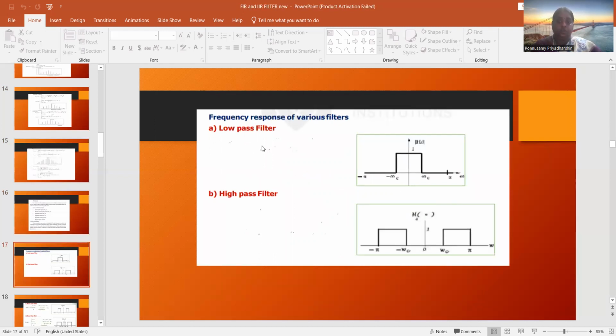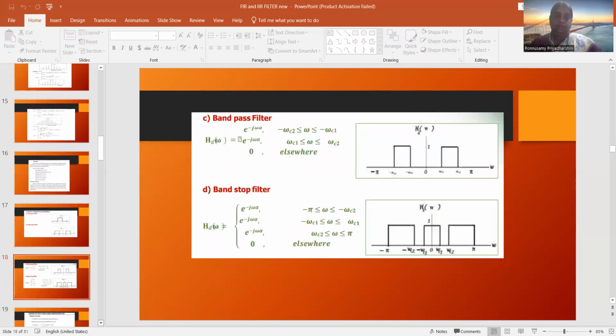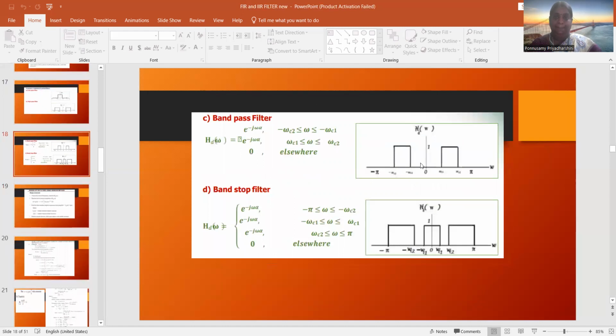Now we will be seeing the frequency response of various filters. The low pass filter allows only the low frequencies, from minus omega c to plus omega c. And this is the high pass filter, where only the higher values will be passed, from minus pi to omega c. Then the band pass filter, and this is the band stop filter.